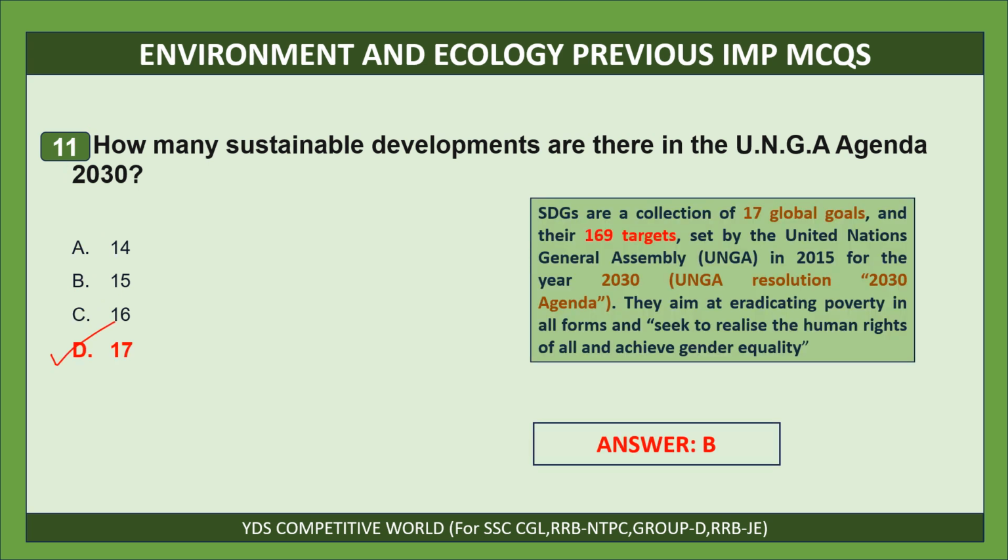Option D, 17 is the correct answer. They mainly aim at eradicating poverty in all forms, and seek to realize the human rights of all and achieve gender equality.